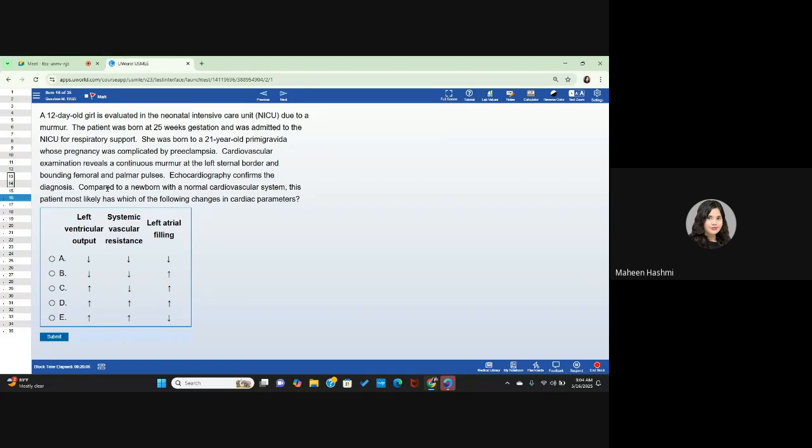Echocardiography confirms the diagnosis. Compared to a newborn with a normal cardiovascular system, this patient most likely has which of the following changes in cardiac parameters? So what's happening is that there's a continuous murmur at the left sternal border and bounding femoral and palmar pulses. All right. What do you mean by this? What murmur does she have? PDA. PDA. Okay. So what's going to happen to the changes?